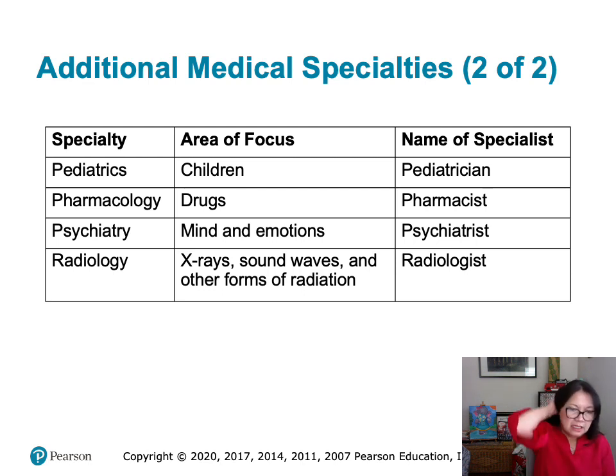An oncologist is a physician who specializes in oncology, which is a medical specialty that focuses on cancer. Moving on, pediatrics is the medical specialty that focuses on children, and the name of the specialist is a pediatrician. Pharmacology is the specialty that focuses on drugs, and the name of the specialist is a pharmacist. Psychiatry focuses on the mind and emotions. The name of the specialist is psychiatrist. Last but not least, radiology is the medical specialty that focuses on x-rays, sound waves, and other forms of radiation, and the name of the specialist is a radiologist.